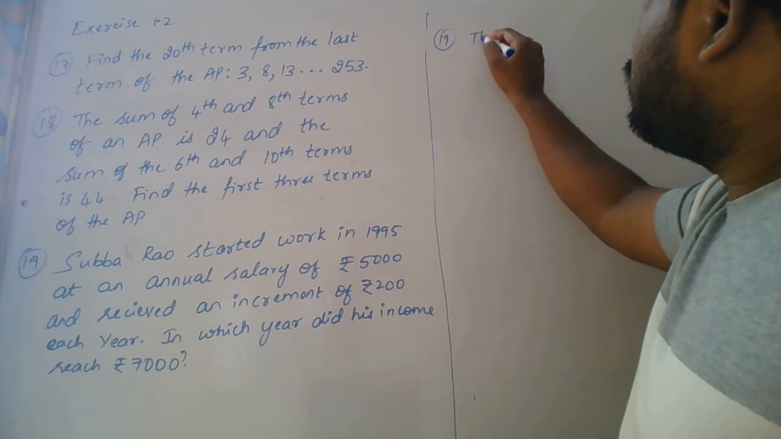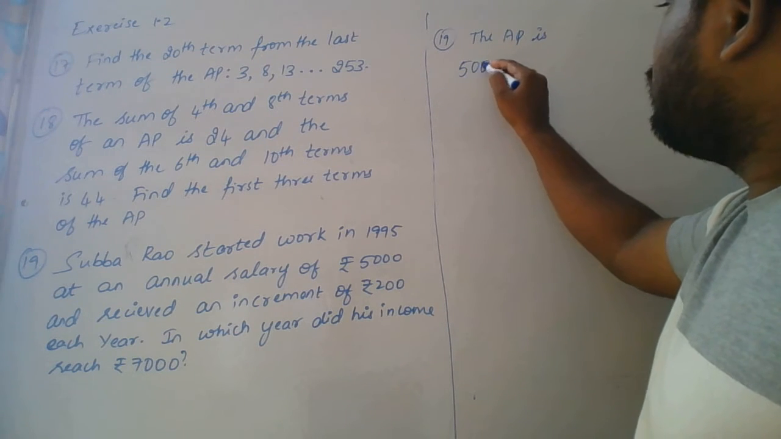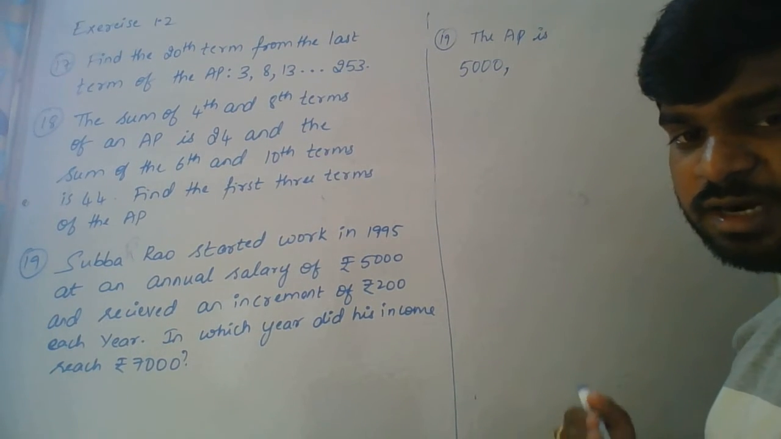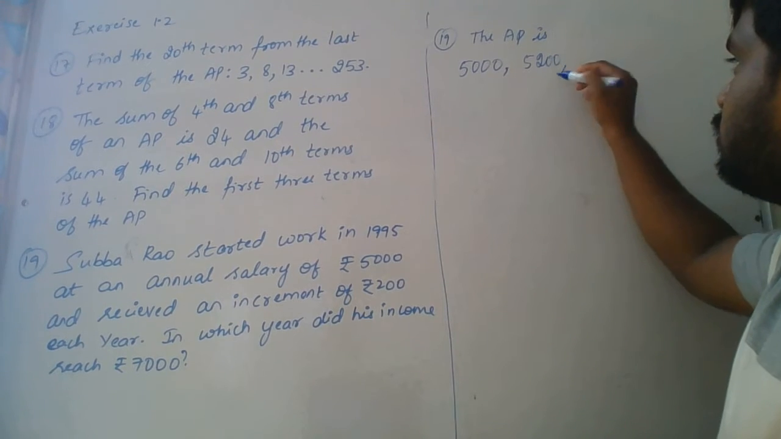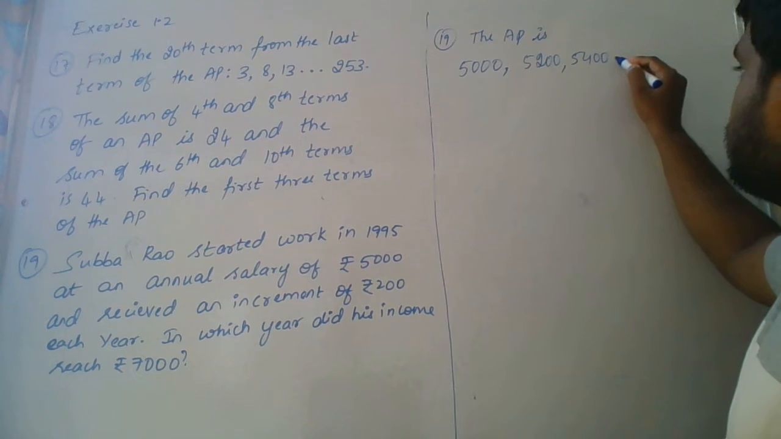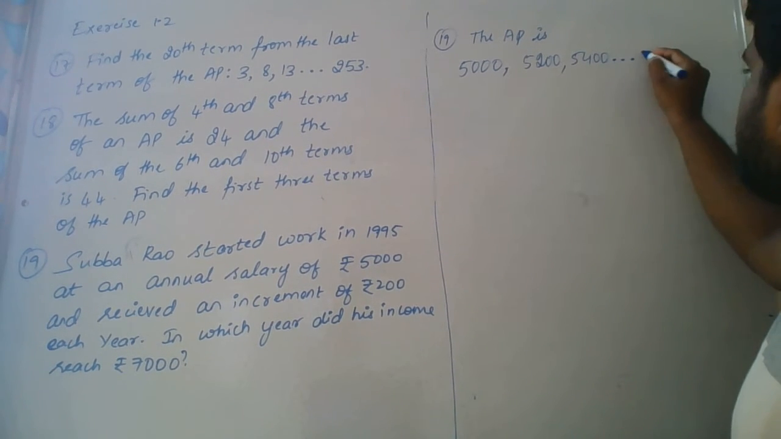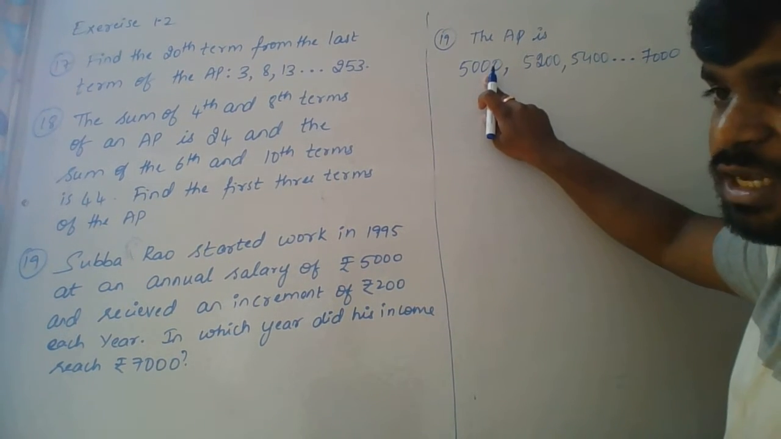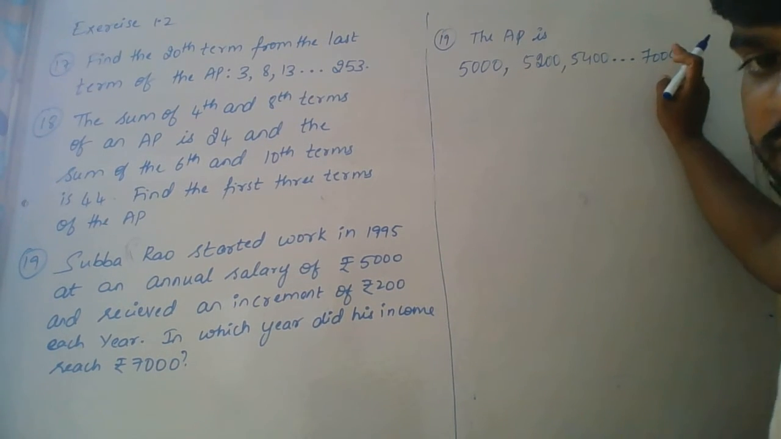19th one. The AP is, first year he is receiving 5,000. What is the amount that he will receive in the next year? It is increased by 200, right? So it will become 5,200. And so on, 5,400. It keeps going. I don't know in which year some year is gonna receive 7,000. So in which year? This is the first year, second year, third year. In which year is he gonna receive 7,000?